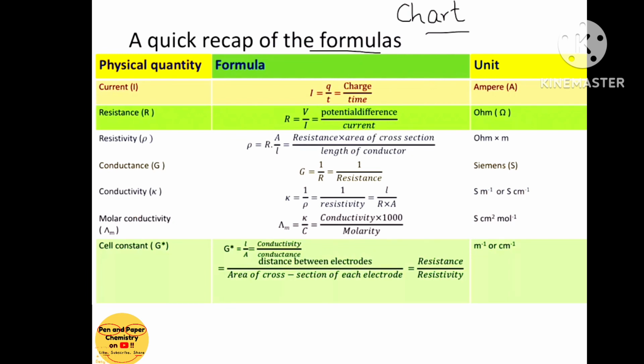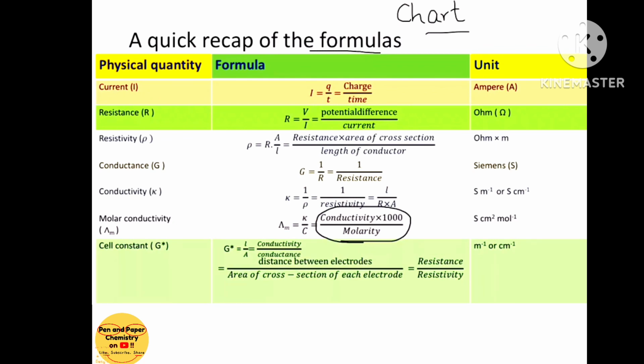Molar conductivity is conductivity into 1000 divided by the molarity of the solution. Now why 1000? Because we've converted the liters into cc, centimeter cube. So the unit is Siemens into centimeter square per mole. What you have to remember in this particular formula is that you will put only the numerical values. You won't convert the molarity into the number of moles per cc. It has already been taken care of in this particular formula. So you just have to substitute the values.